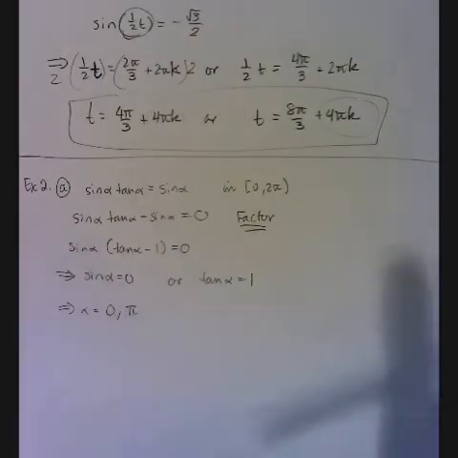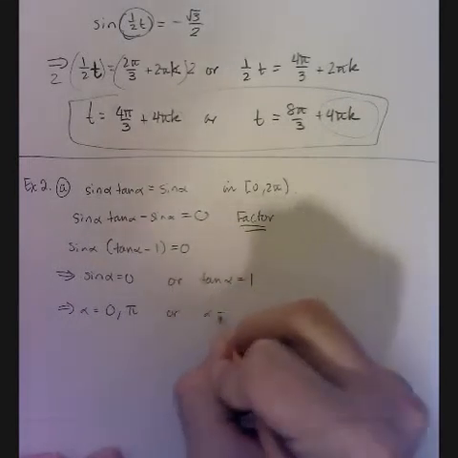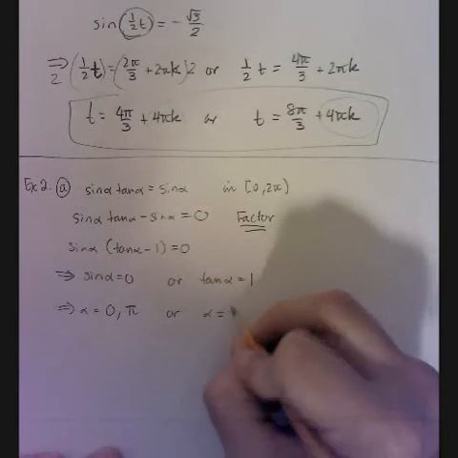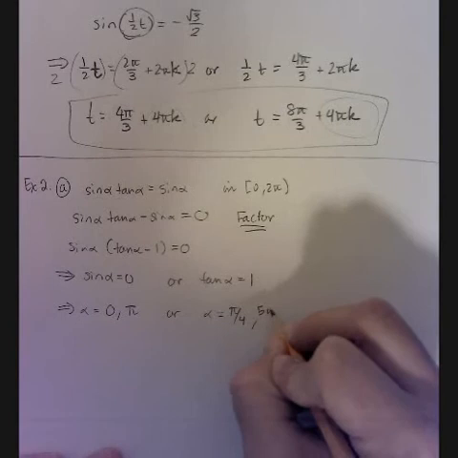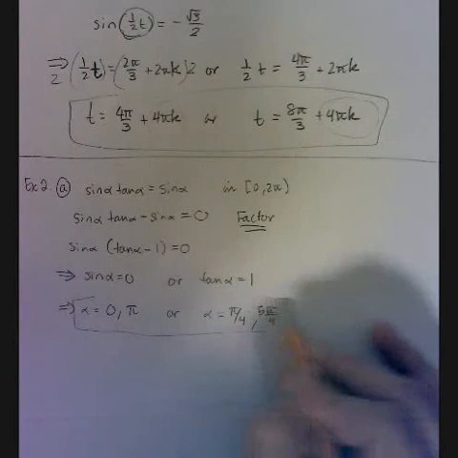Then tangent of alpha equals 1 would be true when alpha is pi over 4 in quadrant 1 or 5 pi over 4 in quadrant 3. So we only have 4 solutions here.